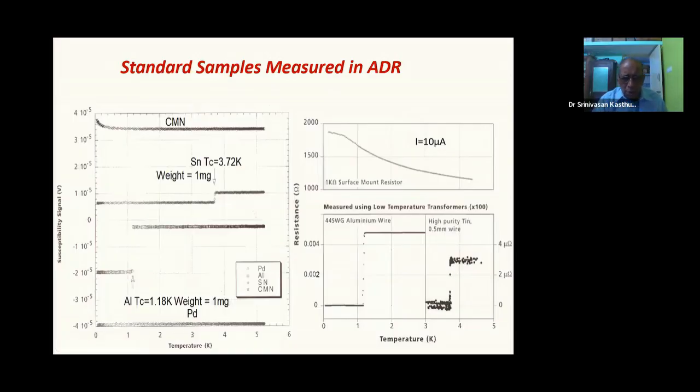Some sample measurements are shown here. Since I am not so familiar with these sample measurements, I will skip it. Maybe we can discuss it in more detail in case it is needed. All that we see is the temperatures of the different types of materials, for different graphs, resistance values, all those things are shown.